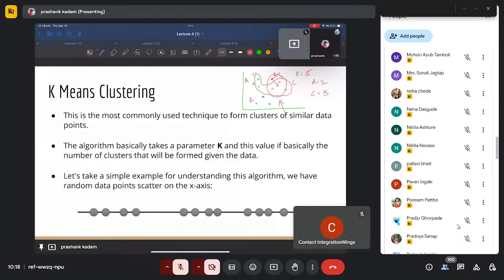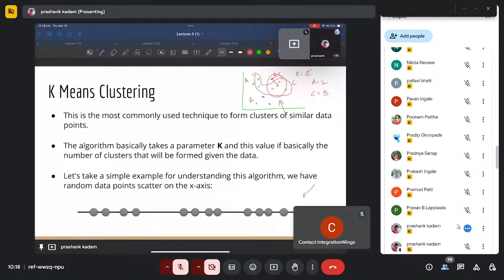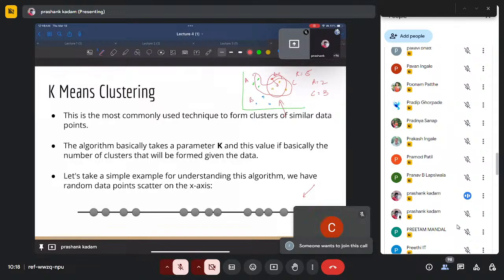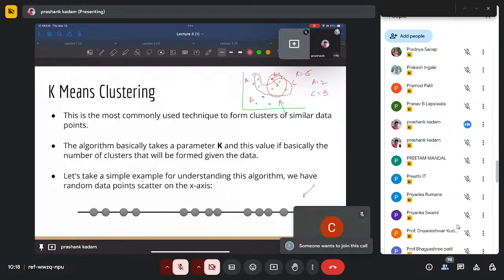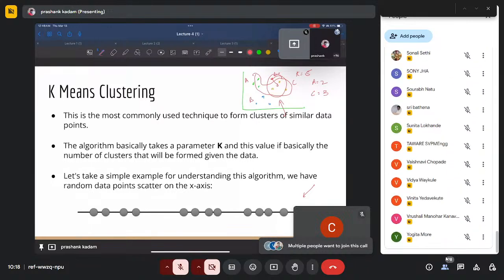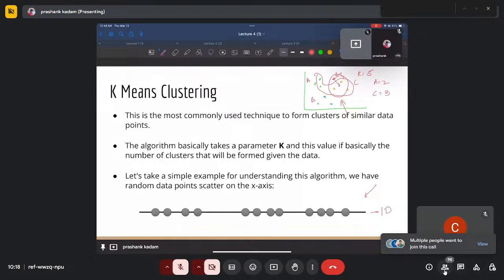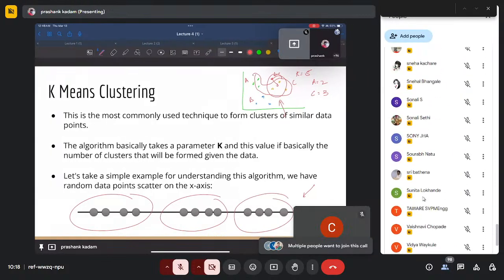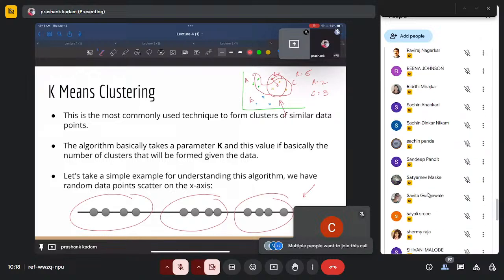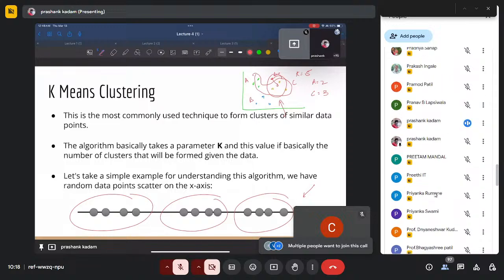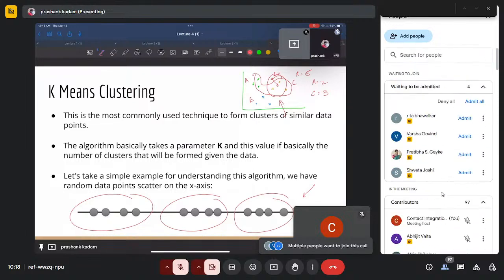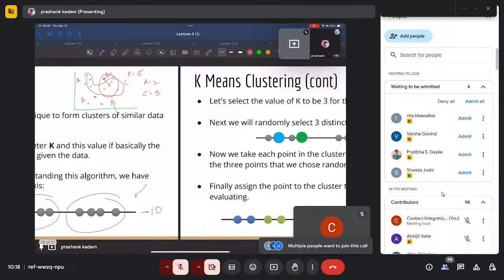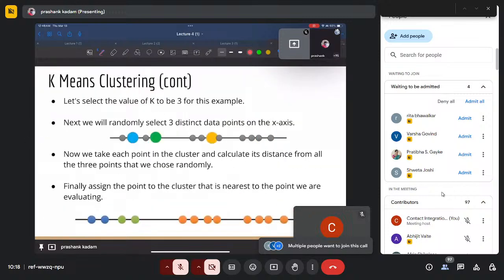In order to explain this, I'm going to start with a very simple one dimensional example on this axis. As you can see, I have a bunch of data points that have been plotted on one axis. By looking at it, you can kind of say that these three are forming three distinct clusters here, right? So how do I actually come up with an algorithm that can find these clusters? Let's see how it works.